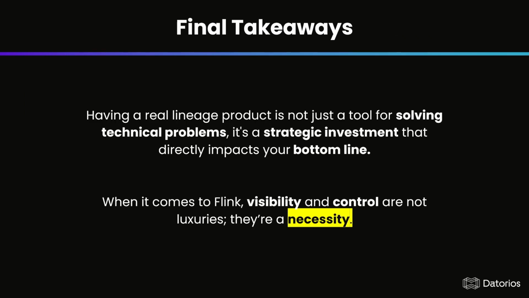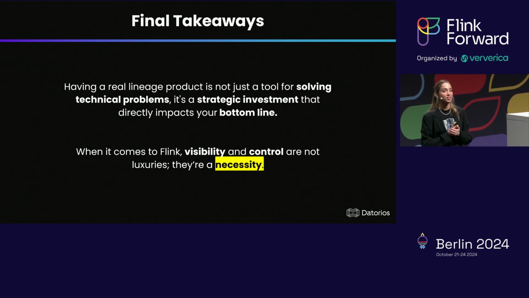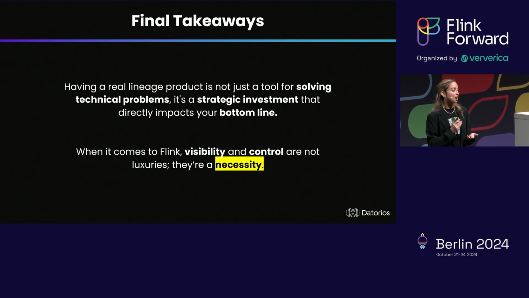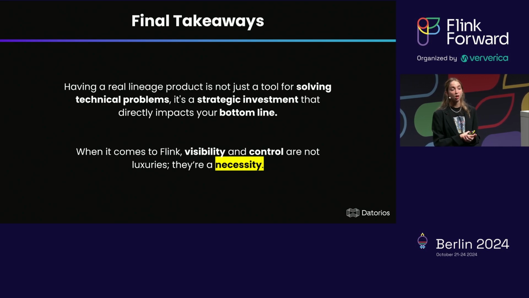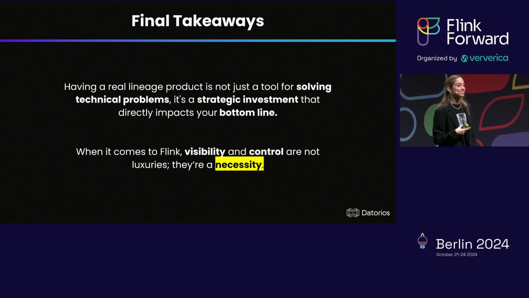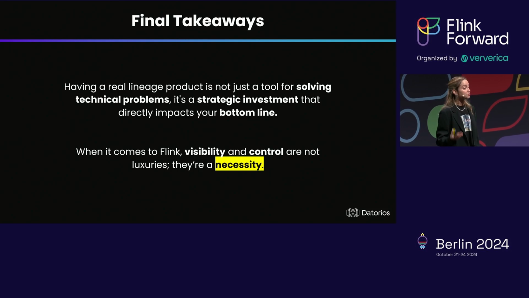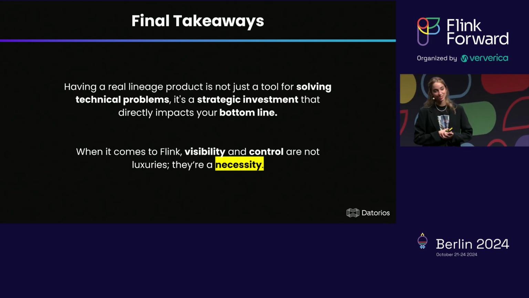So to sum up everything we've talked about in the last few minutes, having a real lineage ability is not just some kind of tool to help you solve technical problems. It's a real strategic investment. And if any of you are using Flink, and I'm sure you are, having this kind of visibility and control isn't just a luxury, it is a necessity. So thank you very much.